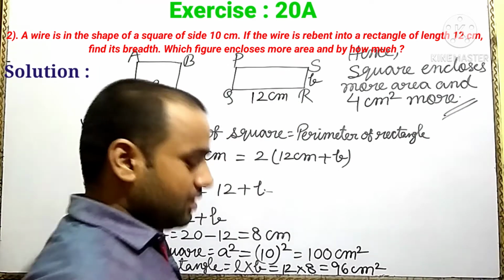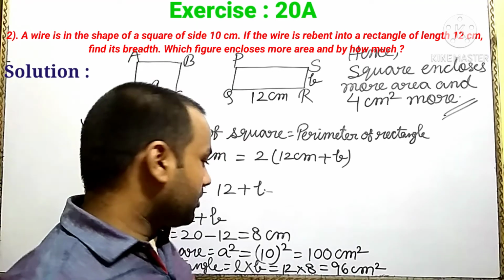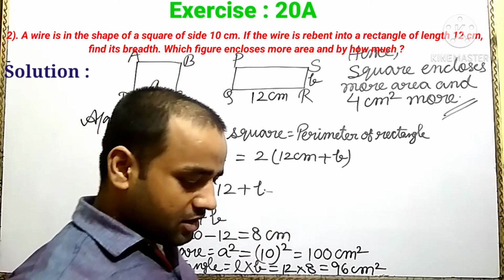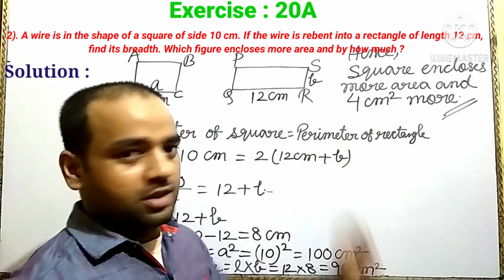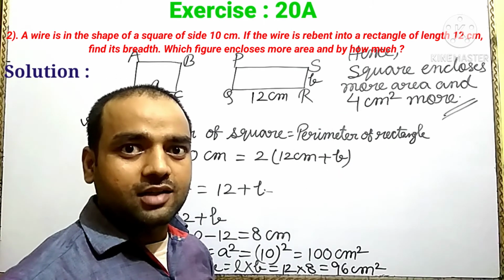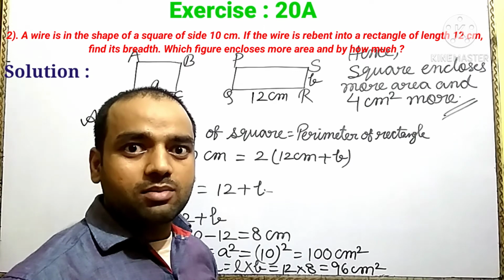Is it clear? In the question, the breadth is equal to 8 centimeter. Which figure encloses more area? The square. How much? 4 square centimeter. Is it clear? Now let us discuss question number 3.